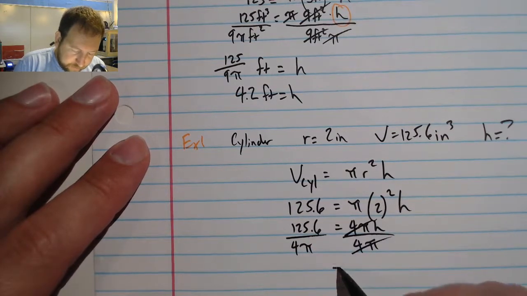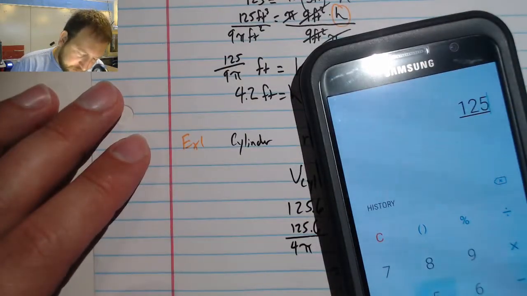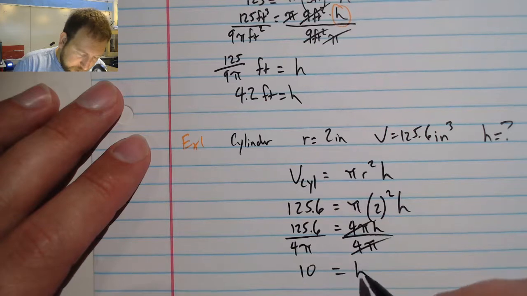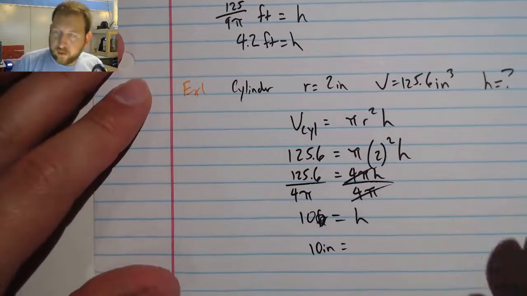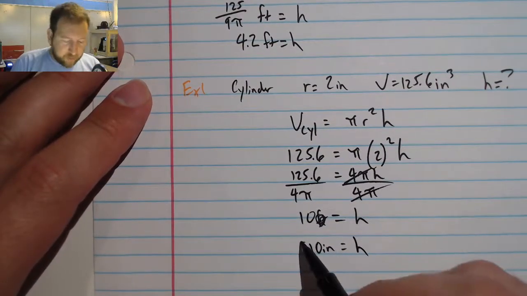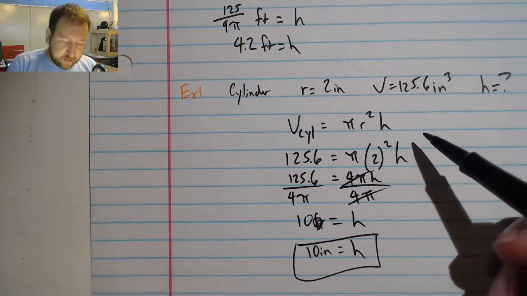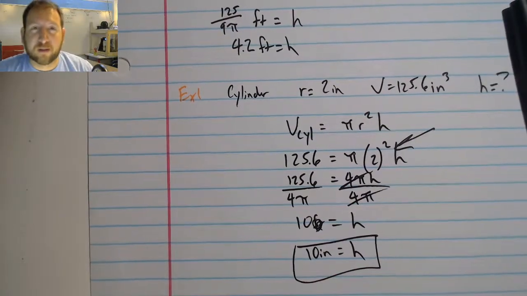Cross this off. I'm left with h, and 125.6 divided by 4 divided by 3.14 is going to give me 10. And with my units, not feet, I have 10 inches remaining for my answer. Remember to check those radiuses, and remember if they give you a diameter to turn it into a radius. Go ahead and good luck.